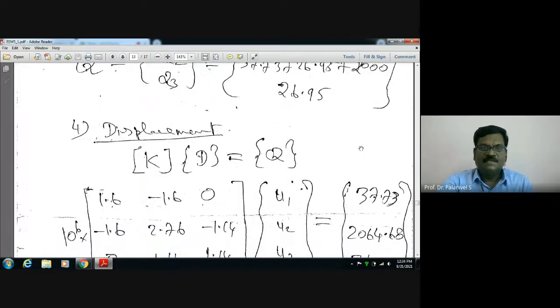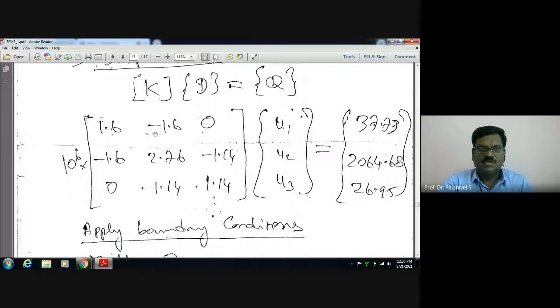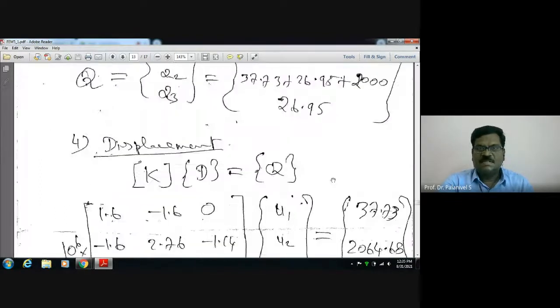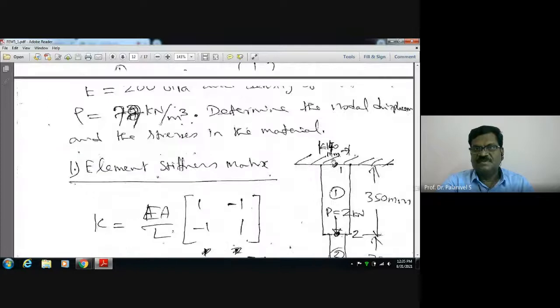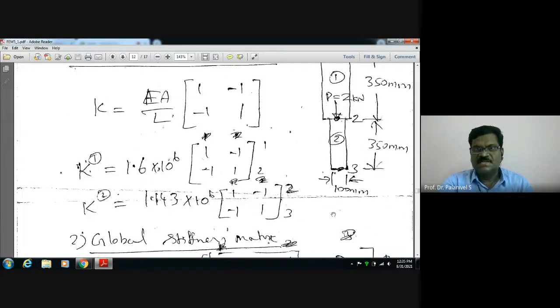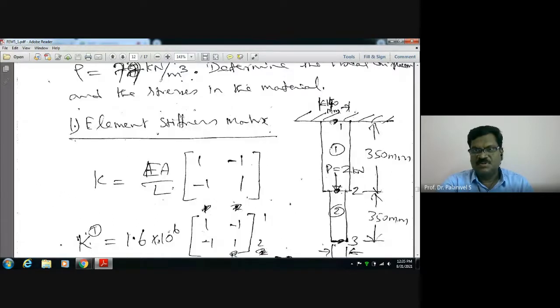And then K into D equal to Q, you know. So it is written: stiffness matrix, U1, U2, U3 equal to the nodal load vector added, and then apply the boundary condition because U1 is 0. This element is here, the displacement is 0. U1 is 0, only U2, U3 exist, because there is no constraint. It is a support, that's why no displacement here.